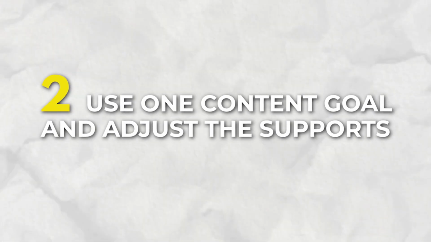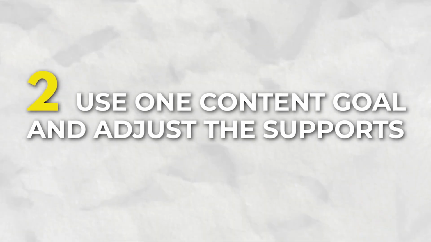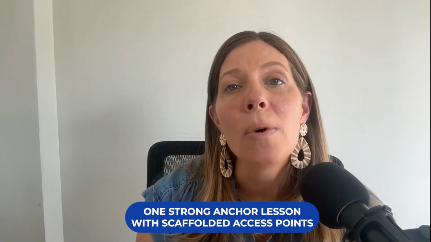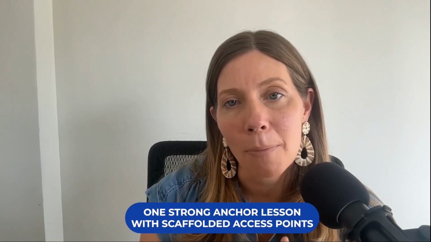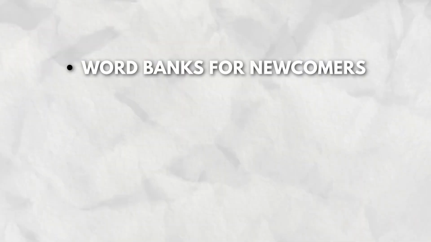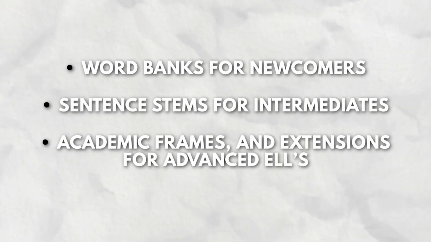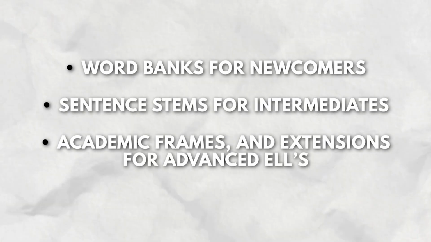So once we have that, we want to get on to step 2, which is to use one content goal and adjust the supports. Like I said, you don't need 5 lesson plans. You need one strong anchor lesson with scaffolded access points. So using things that are going to help your students unlock that anchor lesson. Things like word banks for newcomers, sentence stems for intermediates, academic frames, and extensions for advanced ELLs.